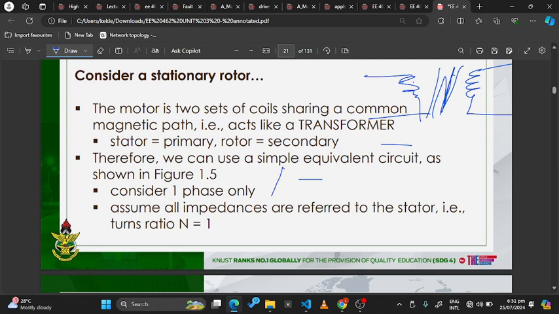From here going forward, all the analysis we are going to do is per phase analysis. We are assuming that the three phases are balanced. And if the three phases are balanced, whatever we get for one phase, we can just multiply by three, and that's going to give us the overall effect. So if you are looking for losses, we can calculate the losses for one phase and multiply it by three, and that would be for the three phases.